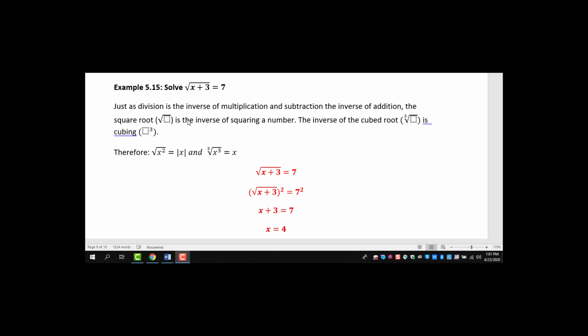The square root is the inverse of squaring a number. So in this case, the inverse of the cube root is therefore cubing.